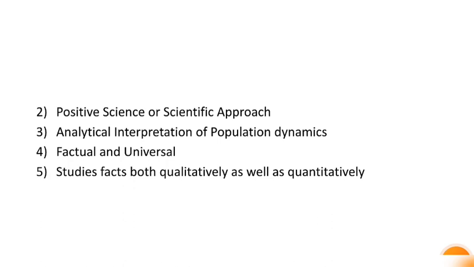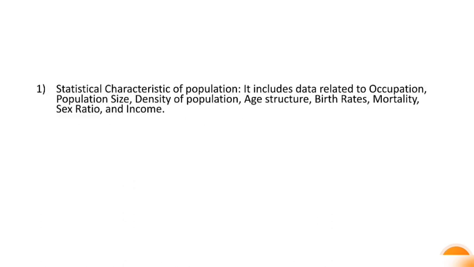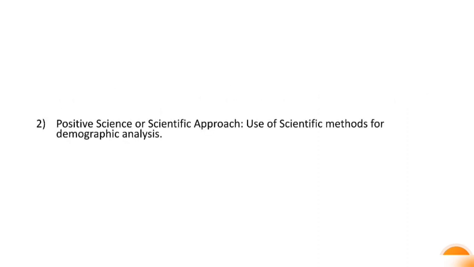Then fifth one is that it studies facts both qualitatively as well as quantitatively. And what do we have to write in this? First main topic, statistical characteristics of population, under which we have to write down occupation, population size, density of population, age structure, birth rate, mortality, sex ratio and income.